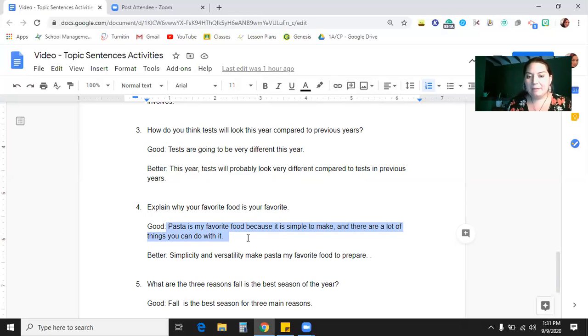Because if I just say, pasta is my favorite because it's simple to make and there's a lot of things you can do with it, I've sort of answered the whole question. So leave yourself more to talk about. Something better might be, simplicity and versatility make pasta my favorite food to prepare. And then in the rest of my paragraph, I can go into details about that.